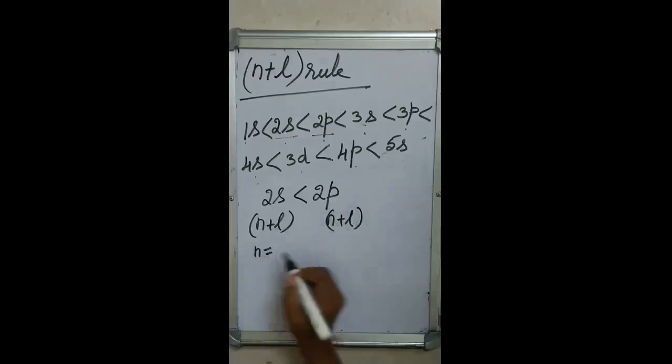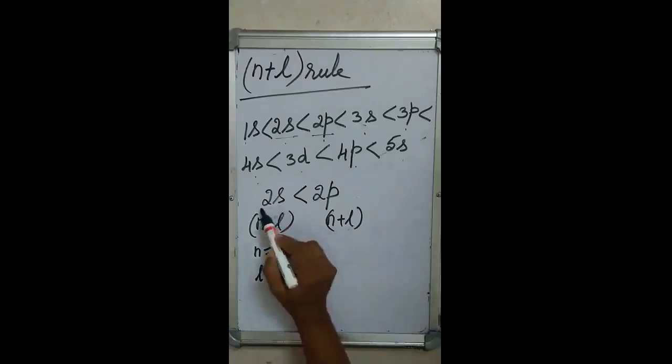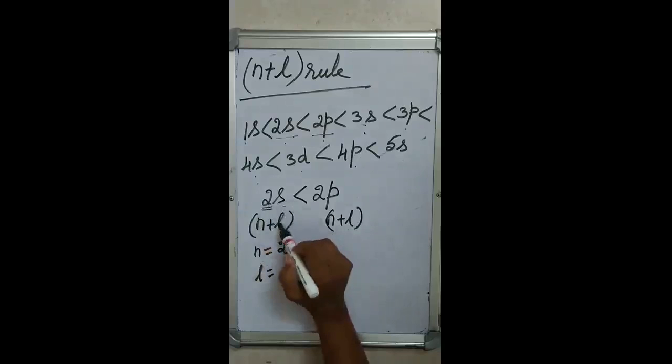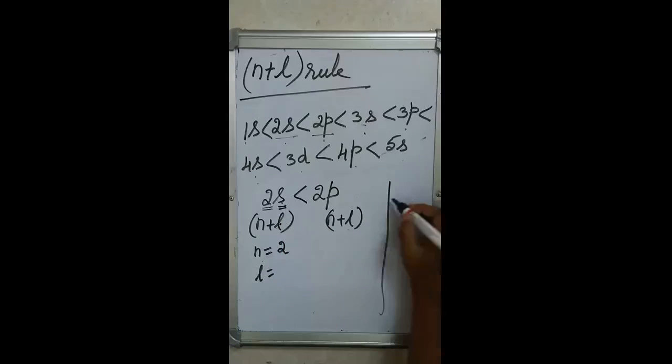n is nothing but the principal quantum number, and L is the azimuthal quantum number, which you already studied. According to this, this is the principal quantum number, the n value, so I will write it here. L gives the information about the subshell. So which subshell is present? I will write it down here.